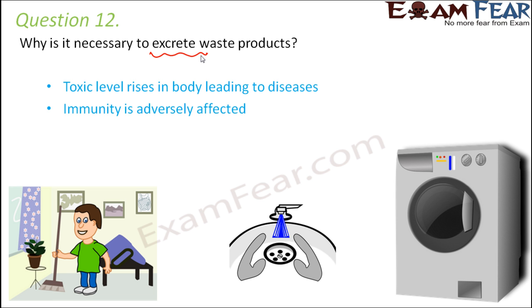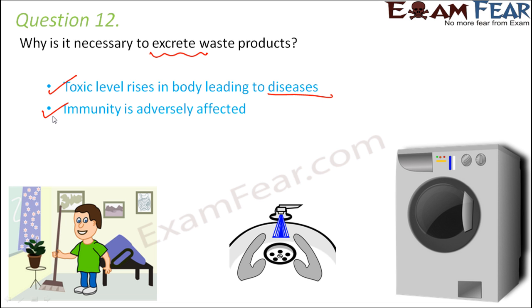Now if our hands have germs and we eat those germs along with our food, what will happen? They might cause diseases inside our stomach. So we might suffer from diseases. So the same thing will happen if our body contains a lot of waste products, if our body contains a lot of toxic and harmful substances. So if there is no excretion, then the toxic level will rise in the body, and this will cause several diseases. So that is one reason why we need excretion.